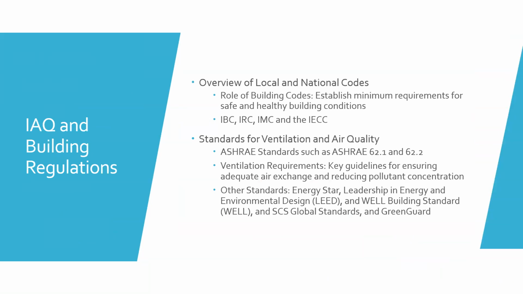So code and building regulations now address indoor air pollutants by requiring adequate ventilation. A lot of the role of the building codes is just to establish a minimum requirement for the health and safety of the building conditions and the occupants inside. It's now listed in the IBC, the IRC, the IMC, and now in the IECC as well. Standards for ventilation, usually in the I-codes, come from the ASHRAE standards. So it's the ASHRAE 62.1 and 62.2. They give key guidelines for ensuring adequate air exchange and/or reducing pollutant concentration.